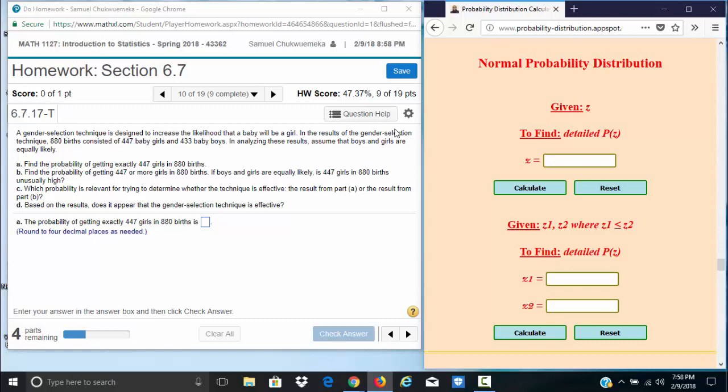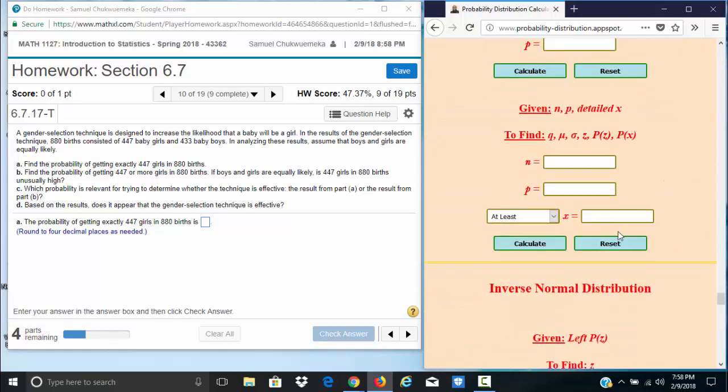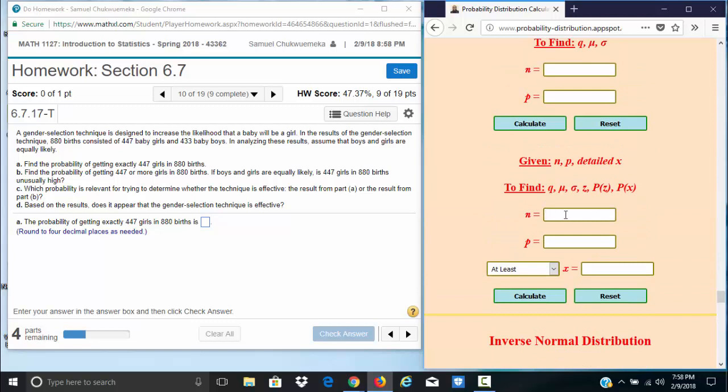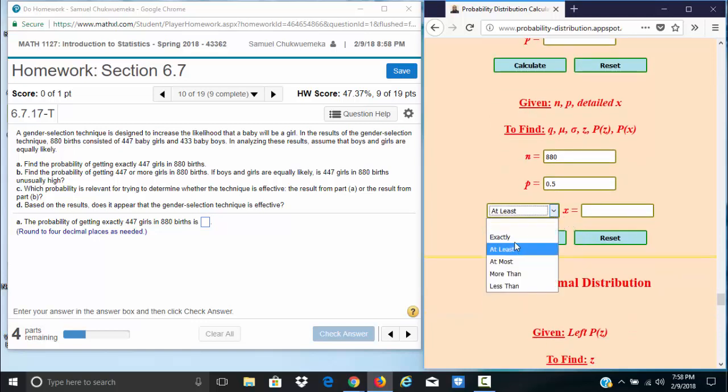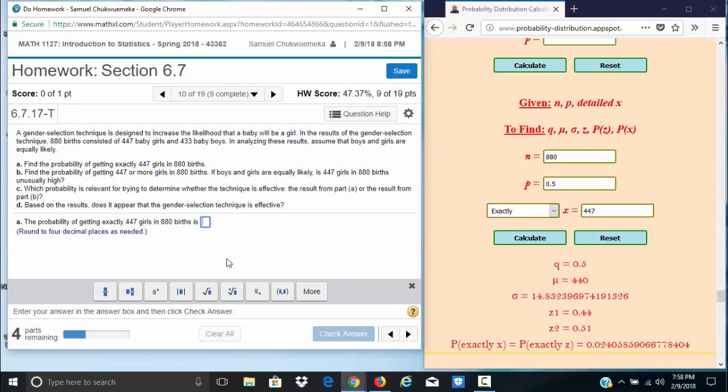A, find the probability of getting exactly 447 girls in 880 births. So we'll come here. The sample size here is 880. The probability of success is 0.5 because they say equally likely. And we're looking for exactly x equal to 447. That gives us, to 4 decimal places, the probability 0.0241.